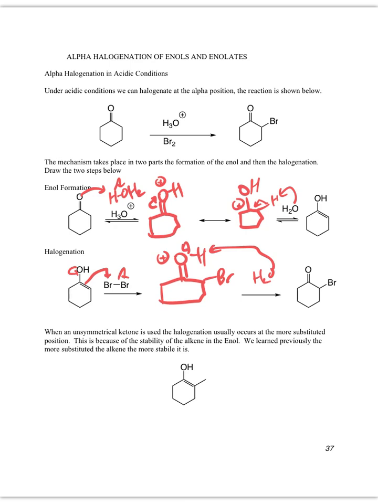The unsymmetrical ketone shown below, if an unsymmetrical ketone is used, it'll halogenate at the more substituted side. That's just because of the more stable alkene, so we get the bromine added to the more substituted side of the alkene.